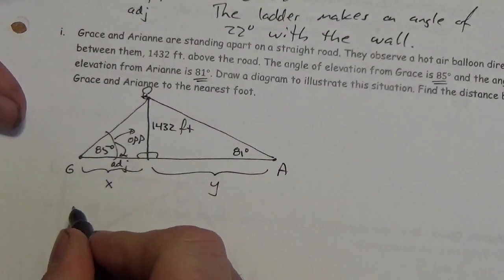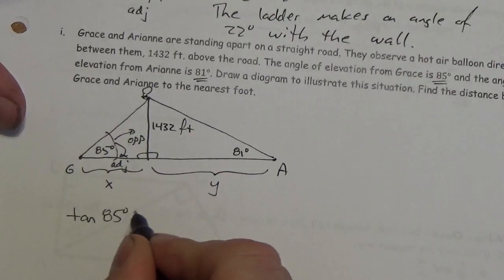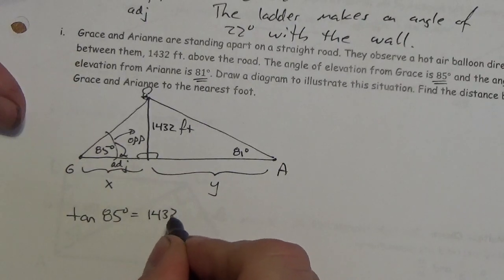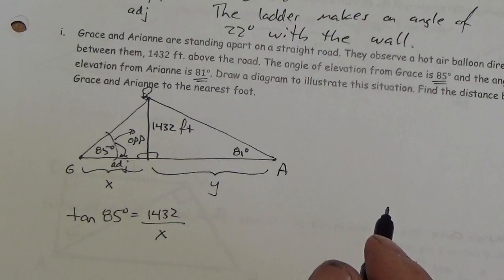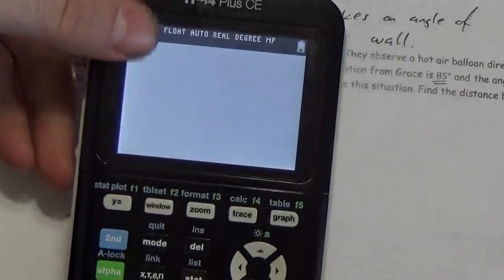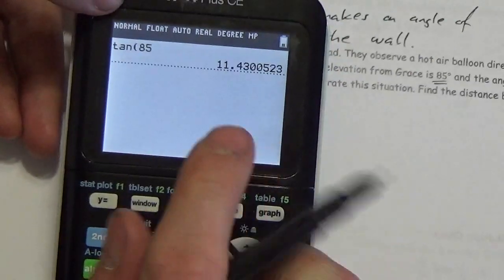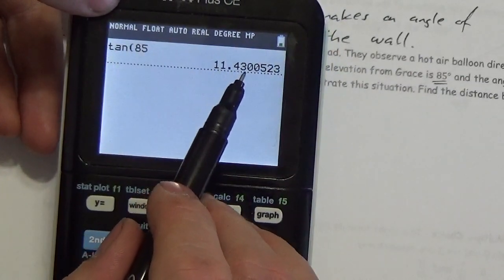Okay, and then we could even measure that distance across there, but for right now we're assuming we don't know that. So for Grace, again, it's going to be the tangent, and this time my ratio is going to be 1,432 over my adjacent x. I don't know what that is. So I go to my calculator. I want to figure out what the tangent of 85 is. I've got to figure out what that ratio is. And to 4 decimal places, that's going to be 11.4301.